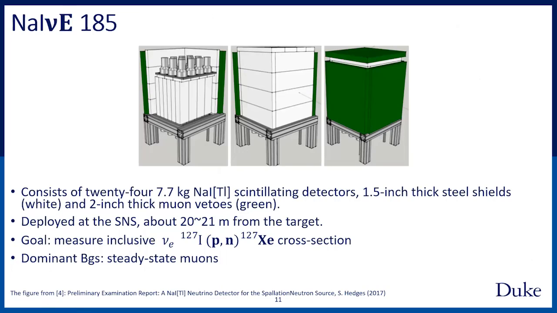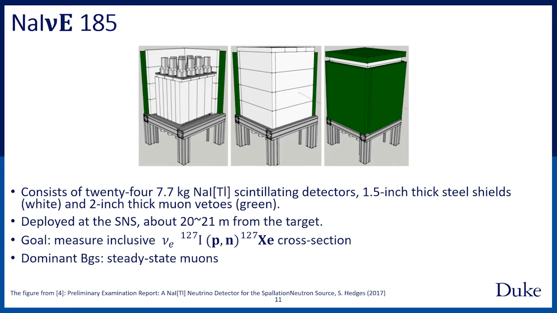And lastly, I want to talk about NaIvE-185. It's using a sodium iodide detector, about 24 individual cells. It's about 7.7 kilograms. You can see here a detailed sketch plot of the detector setup. It's about 20 to 21 meters away from the target. The goal is to measure the charged current cross-section of this process. The dominant background here is the steady state muons. So we're going to use machine learning to differentiate the charge current signal from the steady state muon.